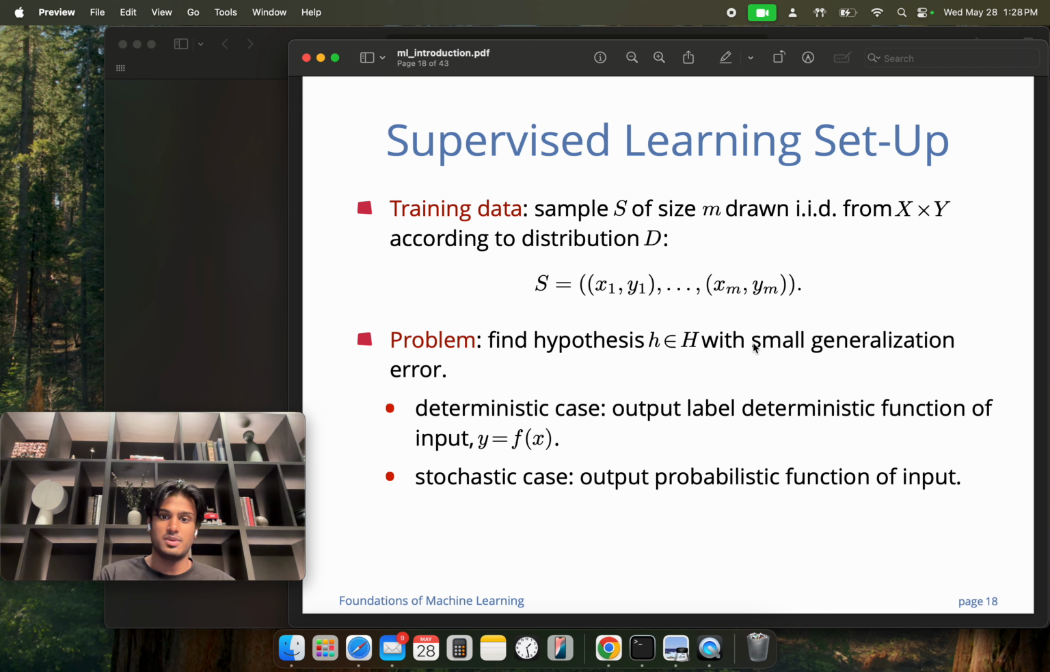The deterministic case would be, let's say the output label is the deterministic function of the input, which is the y, which is the label, is just an f of x. Like there is some f, we do not know, but it is a deterministic f. And our goal is to find that f, just period, find that f. The stochastic case would be that output is a probabilistic function of the input. Like it is not a deterministic function, but a probabilistic one. In which case we want to find some h which makes the least errors.